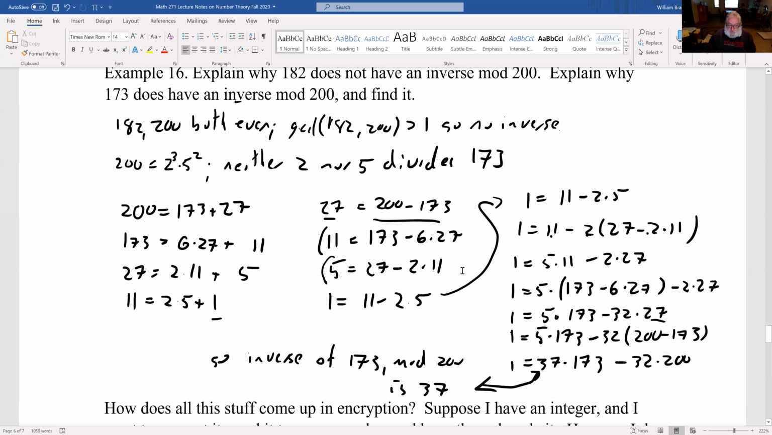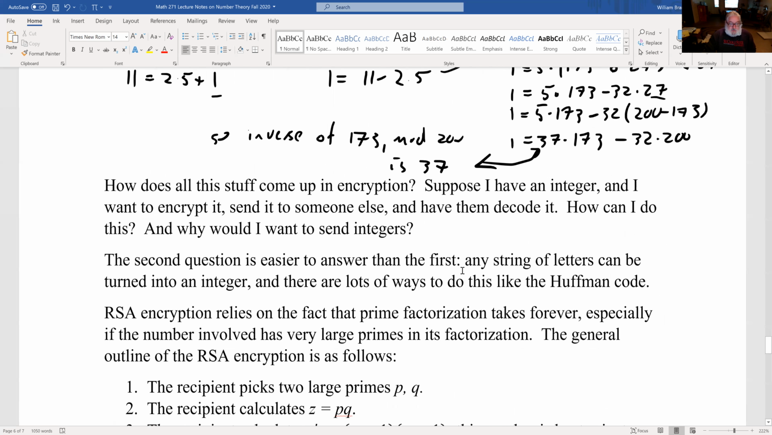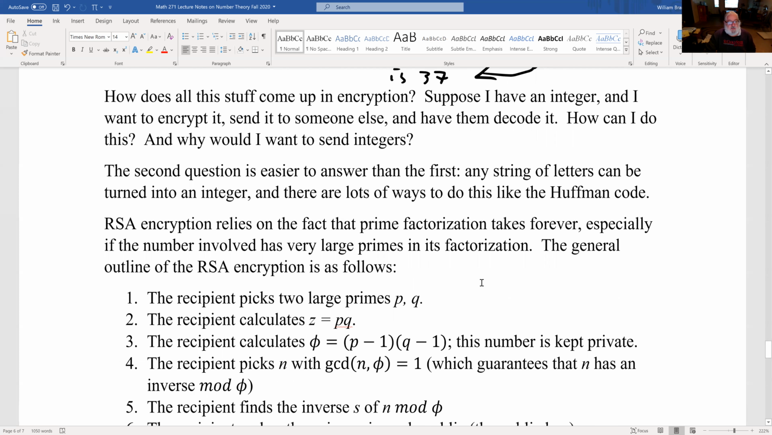Great. So what does this have to do with encryption? This is just going to be a little run through about how RSA encryption works. Suppose I have an integer, I want to encrypt it and send it to someone else and have them decode it. How can I do this?